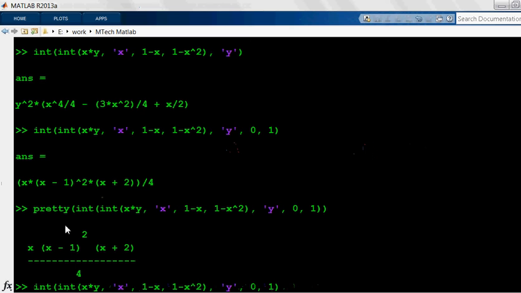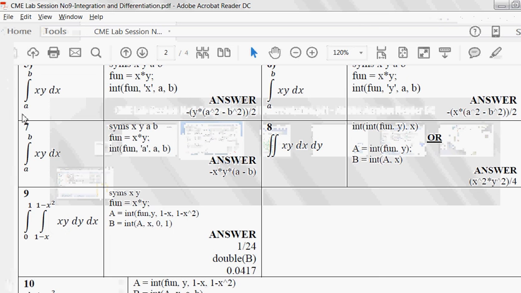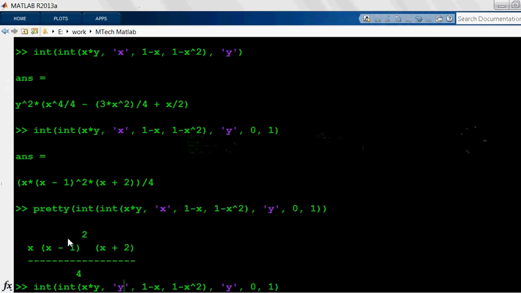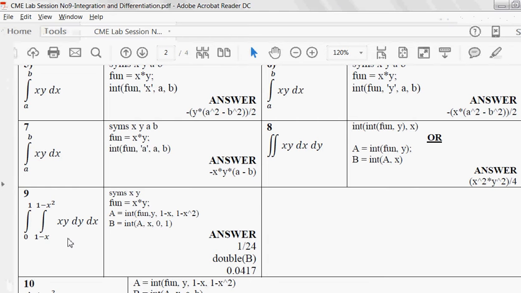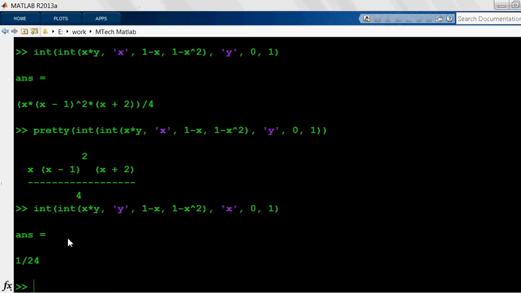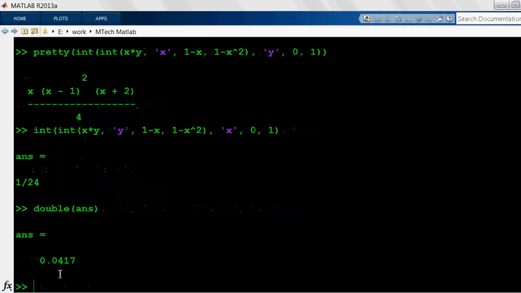I think we have made a slight mistake. xy with respect to y. xy I'm going to integrate with respect to y, and then I'm going to integrate with respect to x. So the answer is going to be 1 by 24. Okay, and how do I find that out? This is what I meant for double. Double of this is what dblquad. Double of ANS is this much.